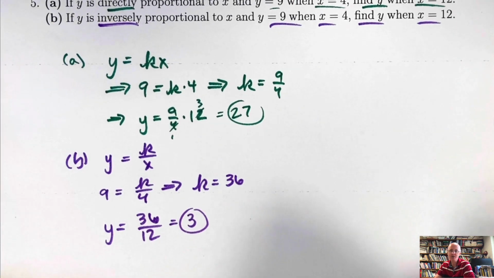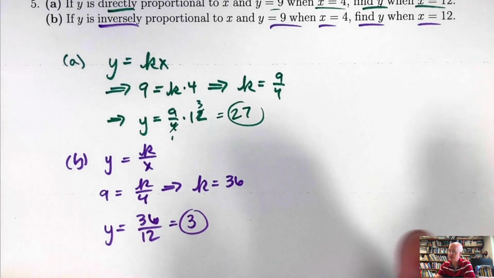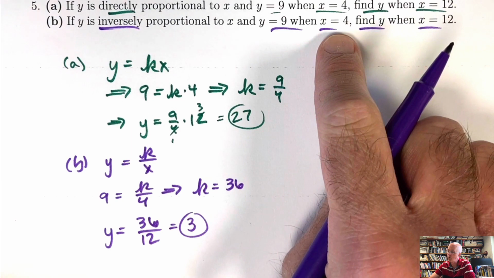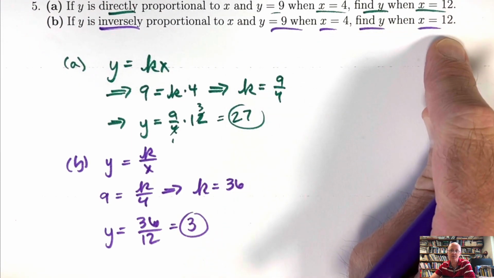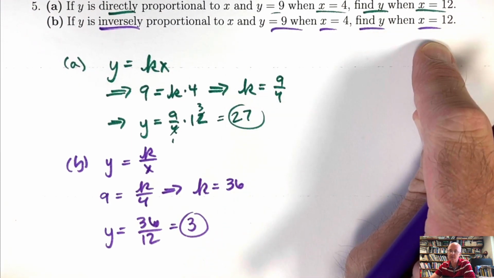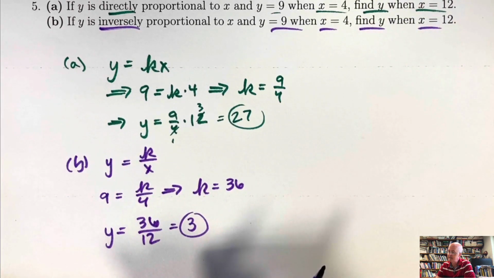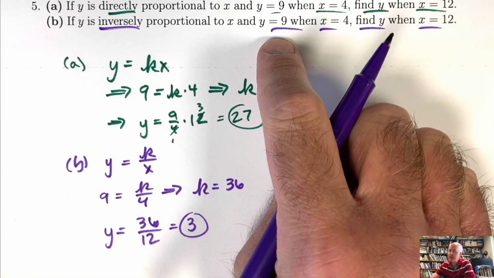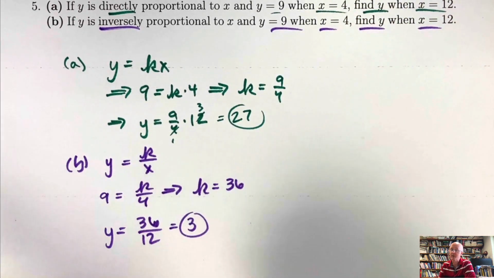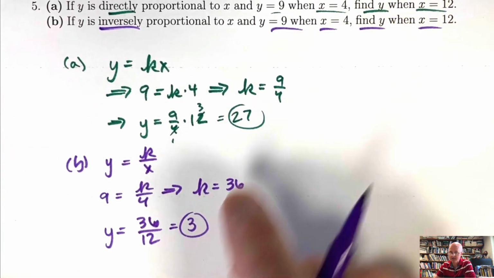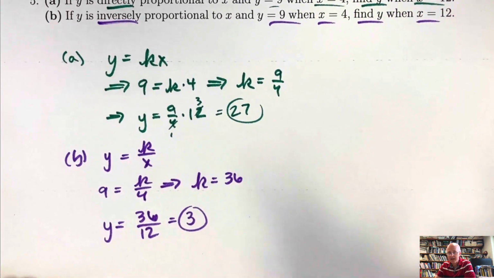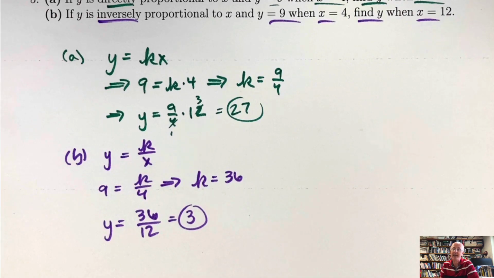This problem also can be solved in a different way without solving for k. Once again, x is increasing by a factor of 3 from 4 to 12. 3 times 4 is 12. To find the new value of y, you have to divide it by that factor instead of multiplying it. 9 divided by 3 is 3. Okay? So you can solve that problem without solving for k as well.